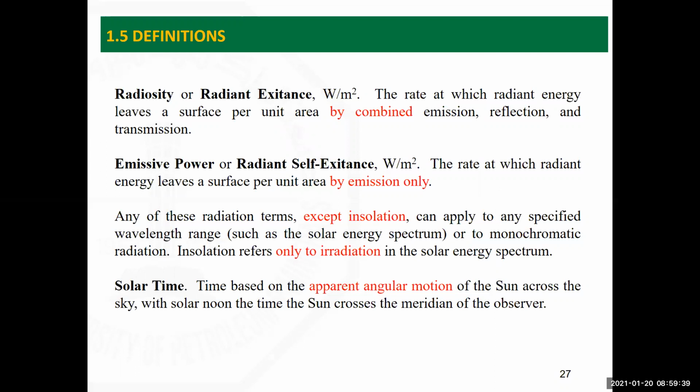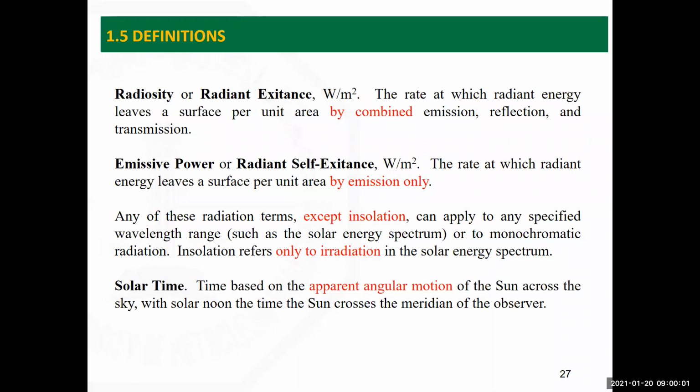The emissive power is the amount of energy leaving a surface because of its temperature. We have a surface at a certain temperature, so it starts to emit radiation. It does not have the reflectivity as a part of it. So this is the rate at which radiation leaves a surface due to its temperature. It's just by emission.